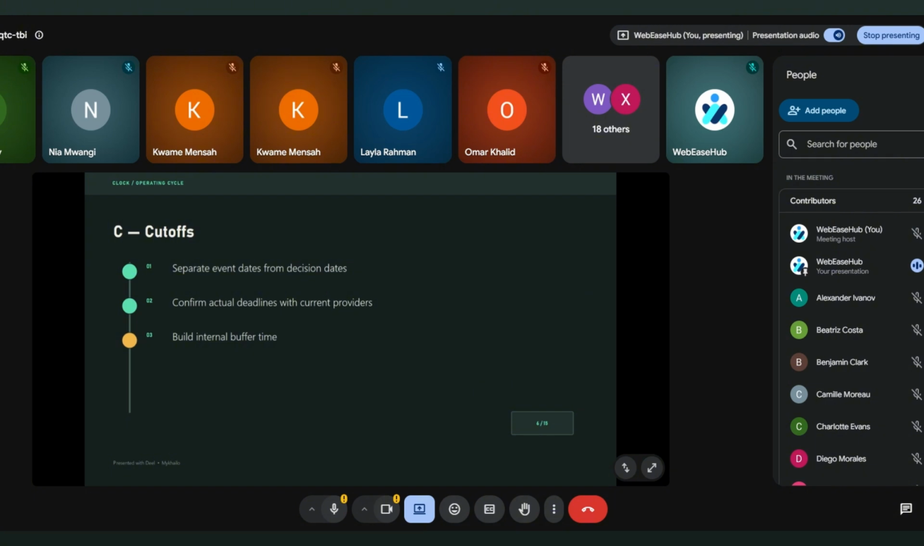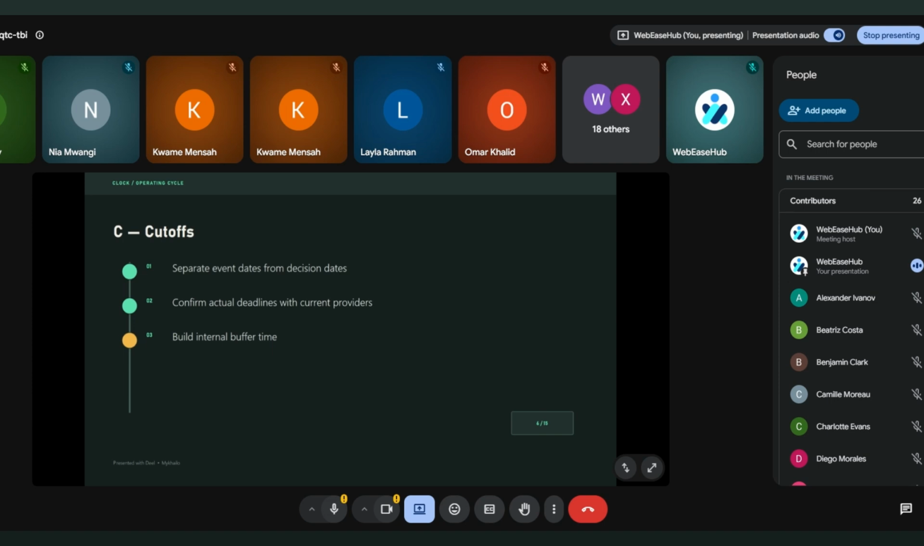Fourth, what happens after the cutoff? This is the line that protects the team. A late request should not create a debate from scratch every time. The calendar should state the default outcome: next cycle processing, exception review, or a specific escalation route. This does not mean we become inflexible. It means flexibility has a known cost and a known decision path.